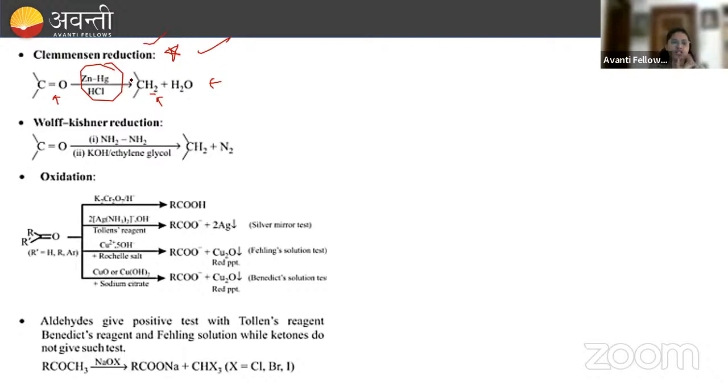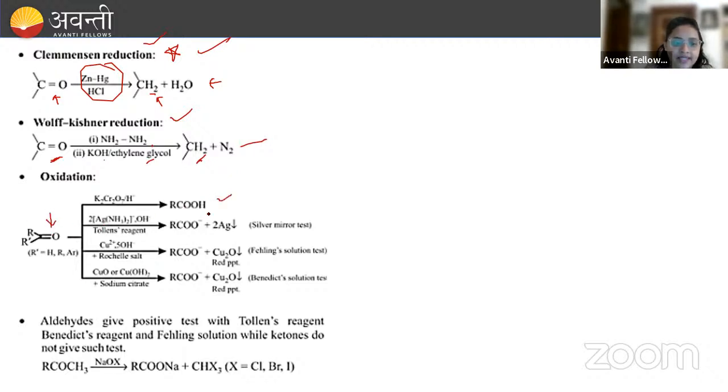Okay, next reaction is the Wolff-Kishner reduction. Here again, the carbonyl group gets converted into methylene, that is, a hydrocarbon, but the reagent is different: NH2NH2, KOH and ethylene glycol, and there is formation of N2 also. Next, the oxidation reaction, you can see here.